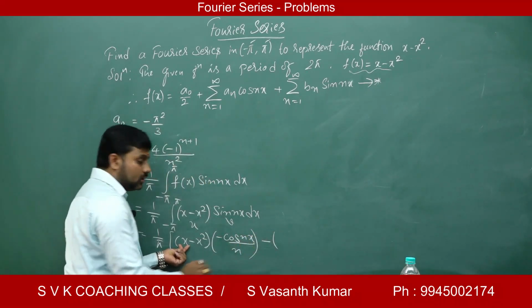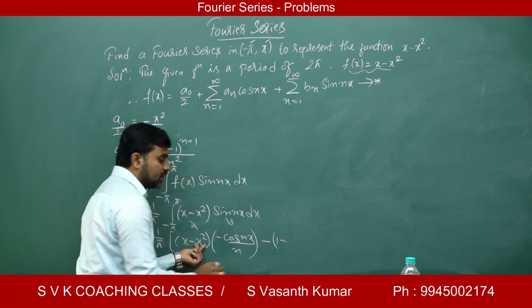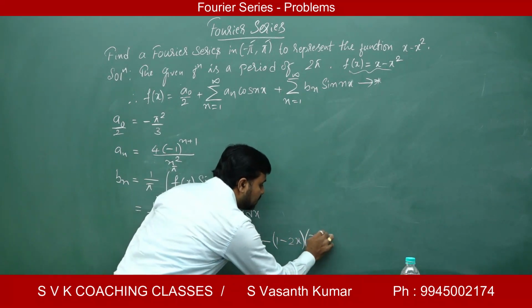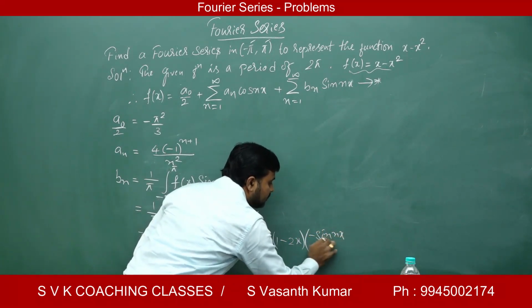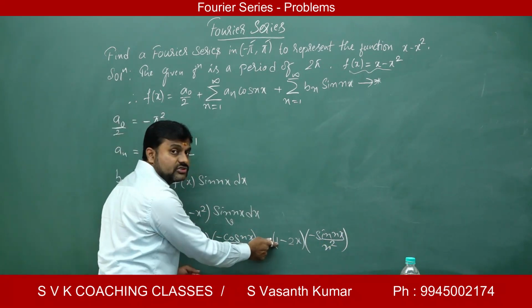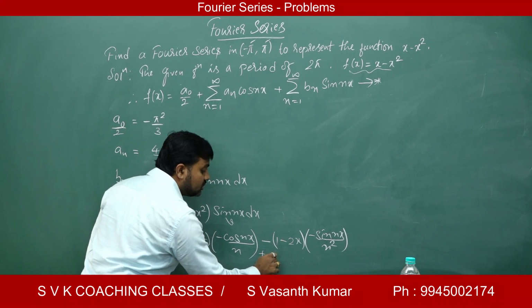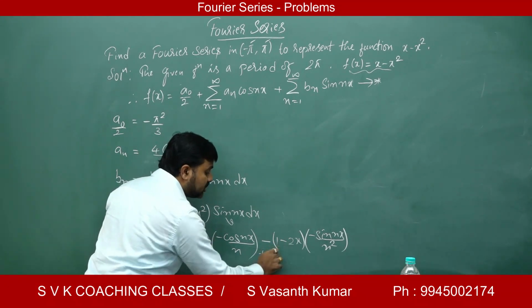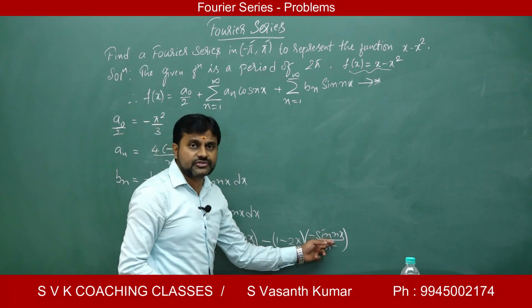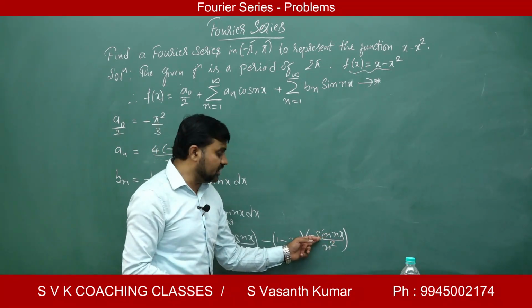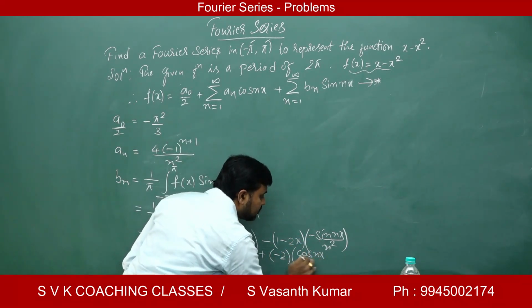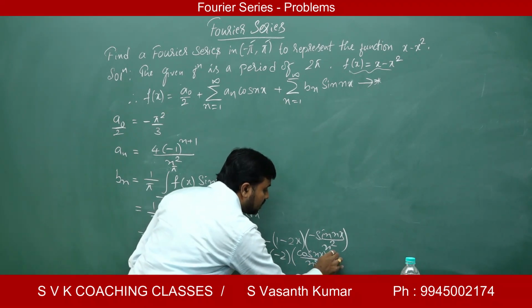Derivative of x is what? 1. Derivative of minus x square is what? Minus 2x, into the integral of minus cos, which is minus sin nx divided by n square. Now the derivative of 1 is 0, and the derivative of minus 2x is minus 2, into the integral of minus sin. The integral of sin is minus cos, so minus into minus gives plus cos nx divided by n square into n, which becomes n cube.